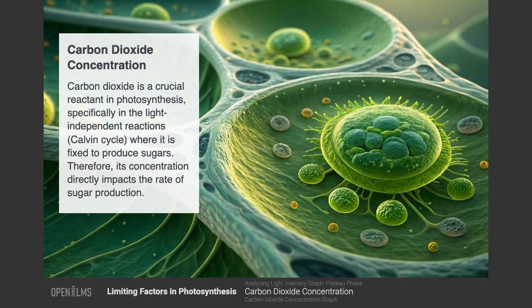Carbon dioxide concentration. Carbon dioxide is a crucial reactant in photosynthesis, specifically in the light-independent reactions, the Calvin cycle, where it is fixed to produce sugars. Therefore, its concentration directly impacts the rate of sugar production.